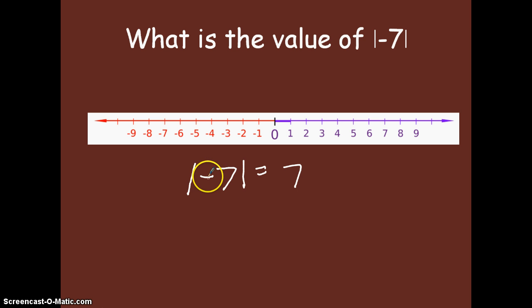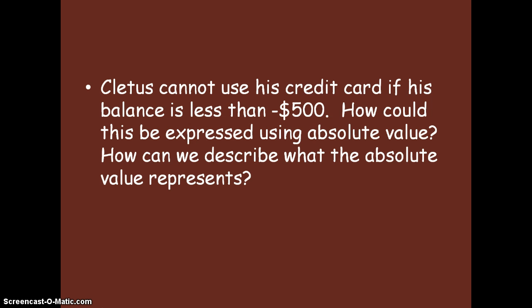It does not matter whatever sign your integer is inside the absolute value brackets, your absolute value is always going to be positive. Now notice I didn't put a positive sign or plus sign here. I just wrote 7 because that's understood that that is positive. All right, let's go on to the next slide then. Okay, here is a real-world example that uses absolute value.